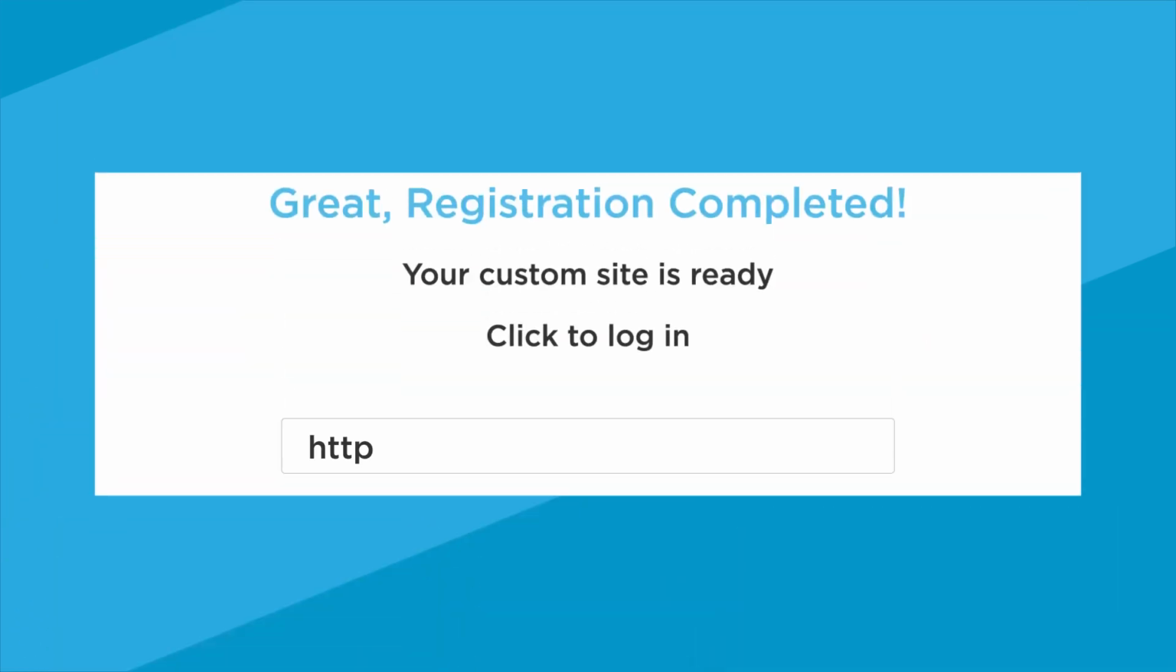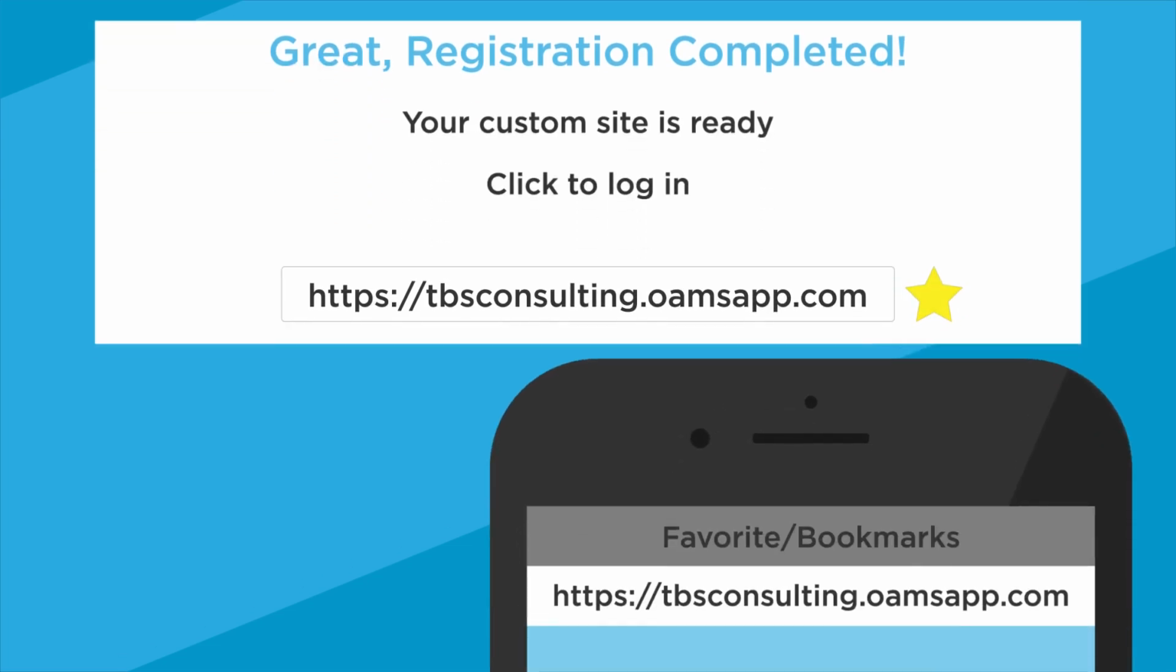Add your personal, custom subdomain to the favorites or bookmarks on your computer. You can now go directly to your subdomain to open your RTO portal. No need to return to the RPL Assess website.